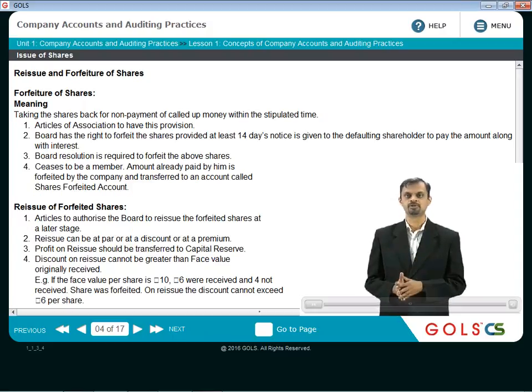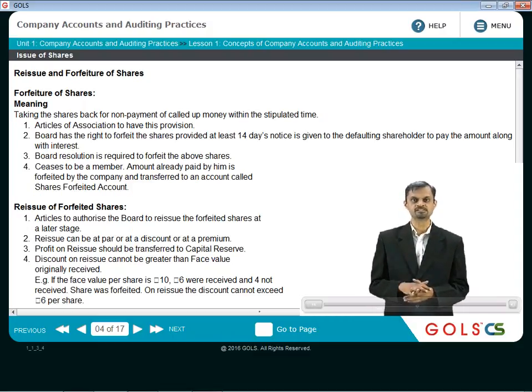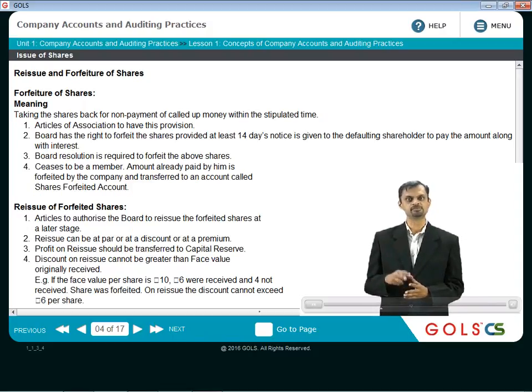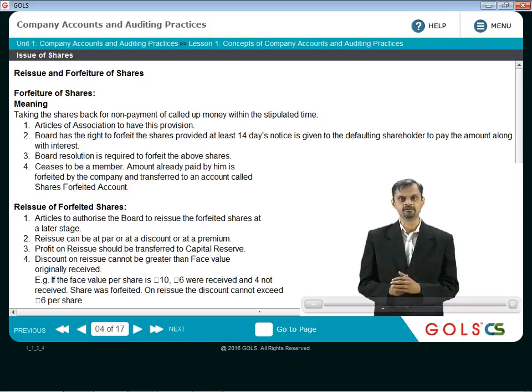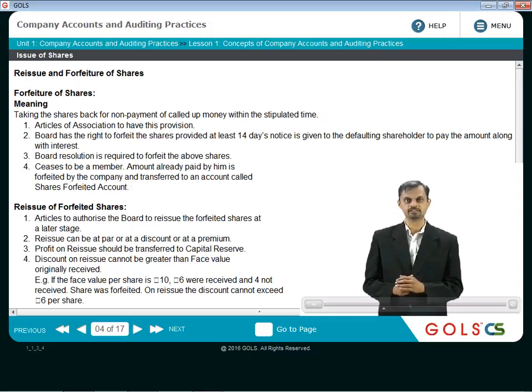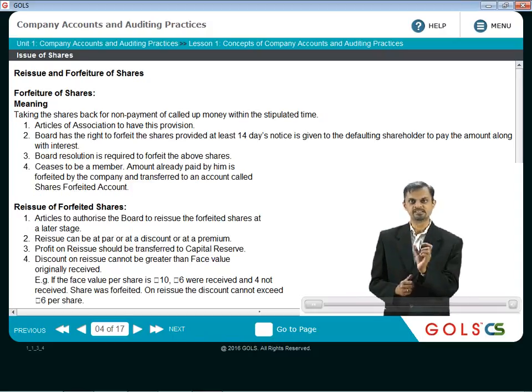Simple example, suppose one share of 10 rupees was issued, and out of this 10 rupees, the shareholder has paid 6 rupees, remaining 4 rupees are not paid by him in spite of making a call. So if the company eventually forfeits this share, then the 6 rupees which are already paid by the shareholder will not be returned back to that particular shareholder. The 6 rupees will remain with the company, which will go to the shares forfeited account.